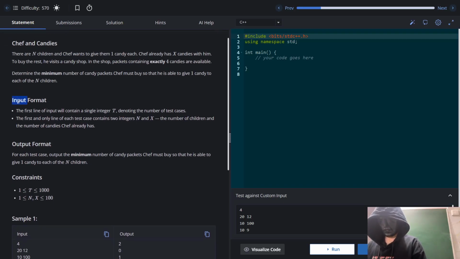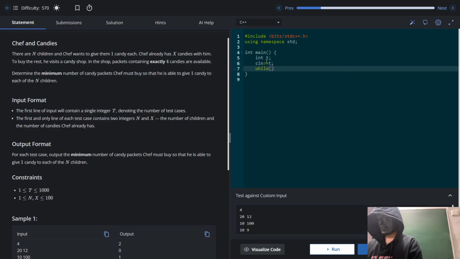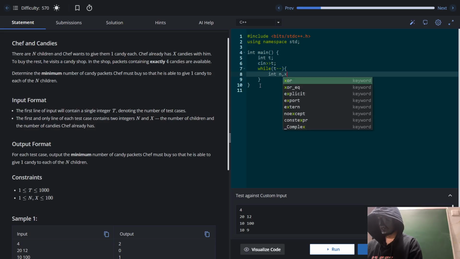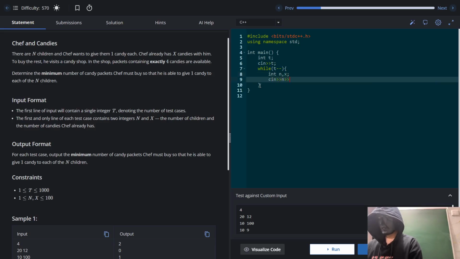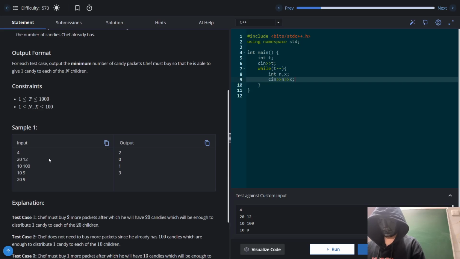They've given the input format. The first line of input will contain a single integer t denoting the number of test cases. So first we'll take care of the test cases, in t, while t minus minus. The first and only line of each test case contains two integers n and x. So in each test case there will be two integers n and x. We'll take their values in n and x from the input, and let's try to understand some of the examples.